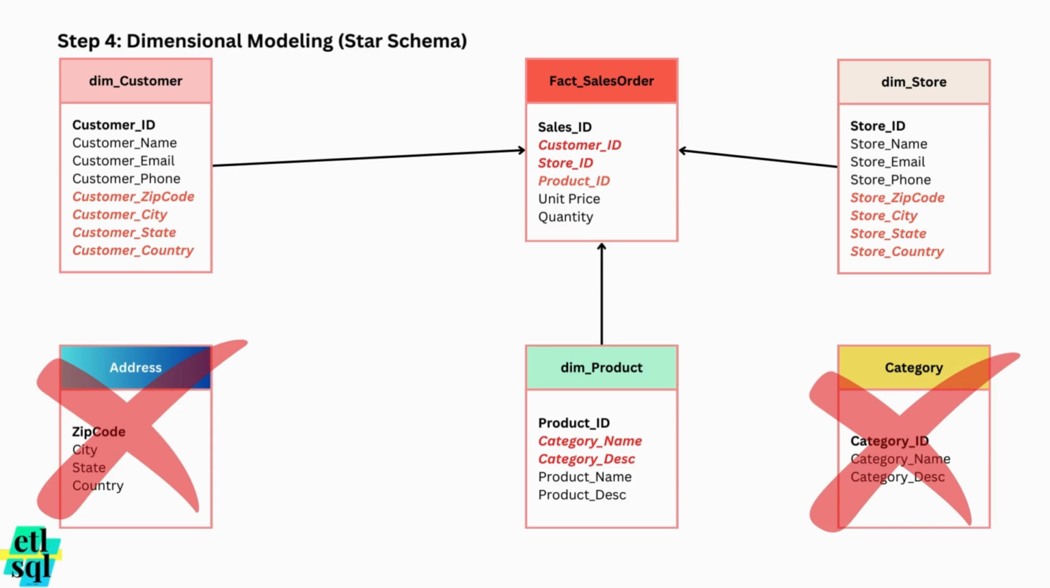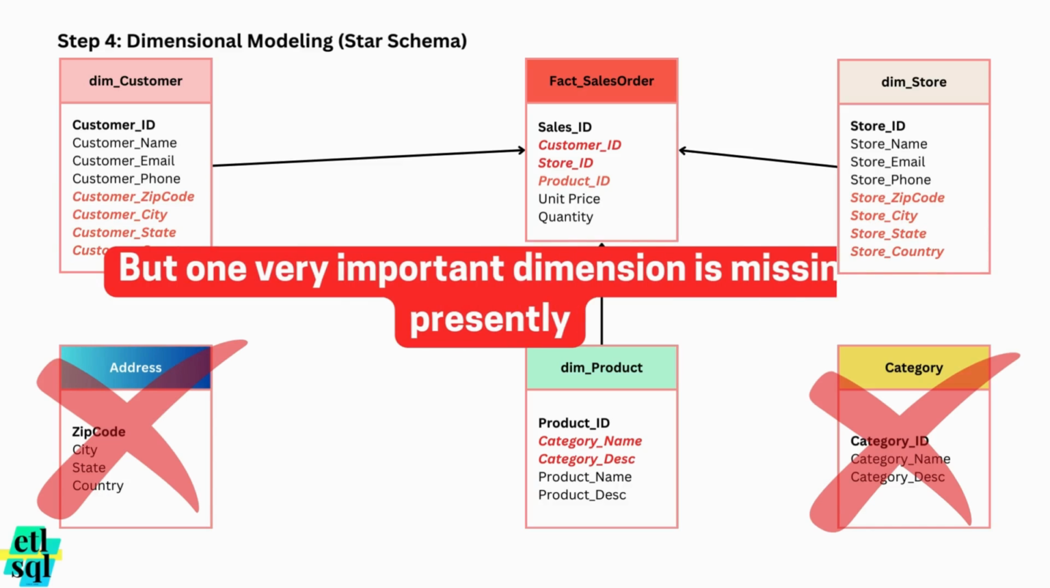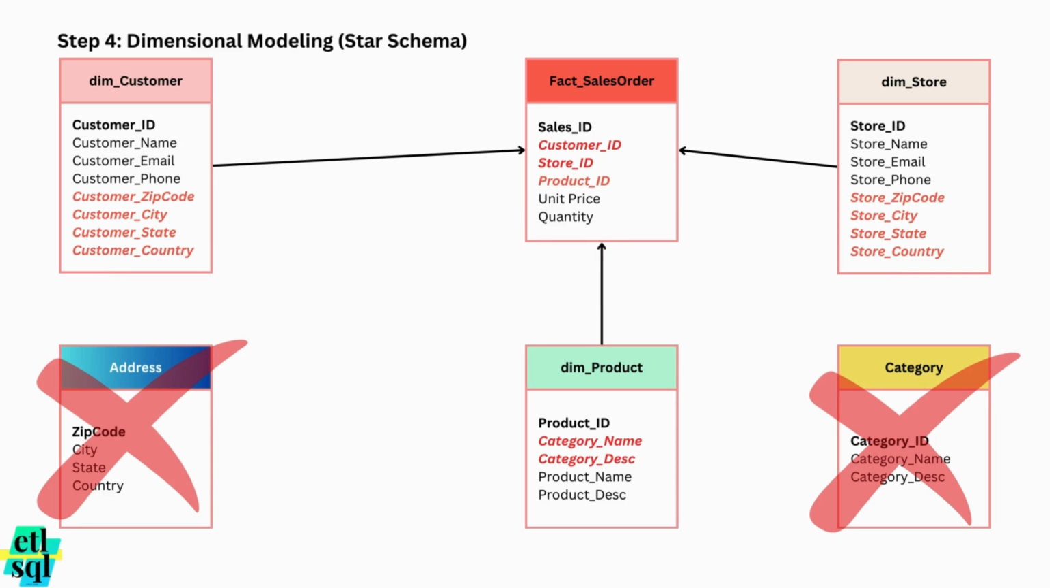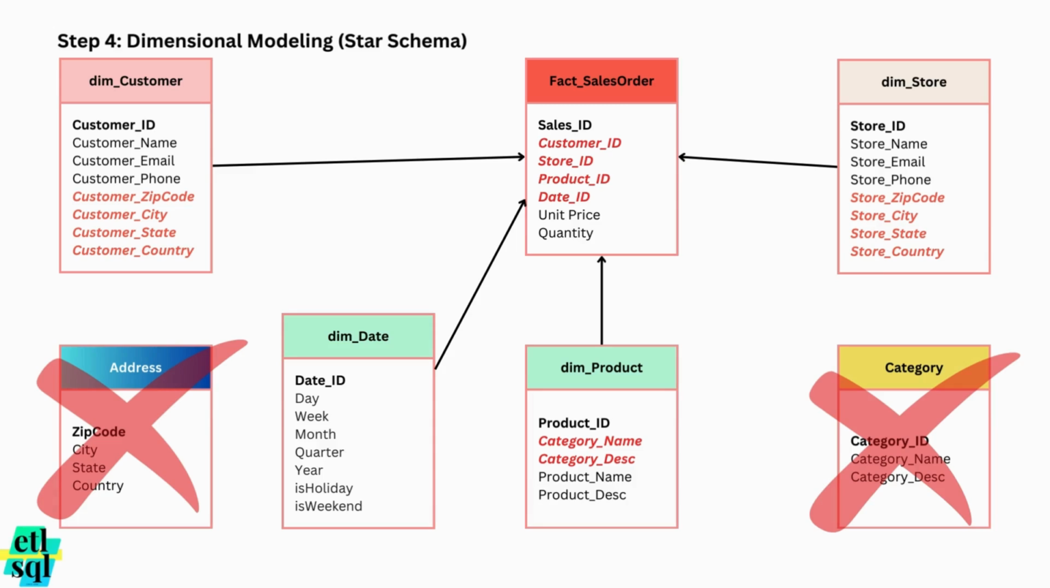And this looks good to me, right? But one very important dimension is missing presently. Can you guess what that dimension is? That dimension is present in almost every dimension model. Every. If you have guessed it, it's good. Else, the answer is dimension date. So date dimension is always a part of your dimensional modeling. So we'll create another dimension here, which is dimension date. It will have its own columns. And date ID is also sourced into fact sales order.